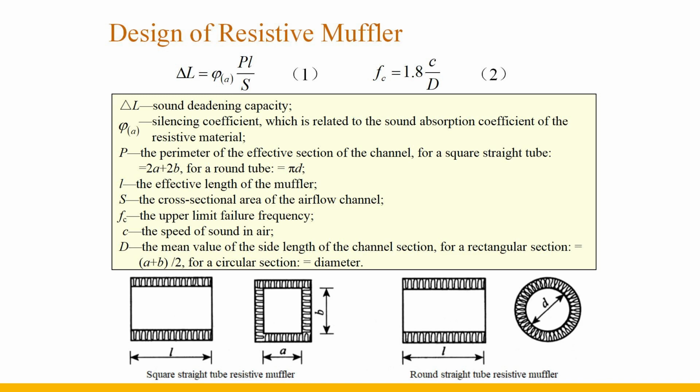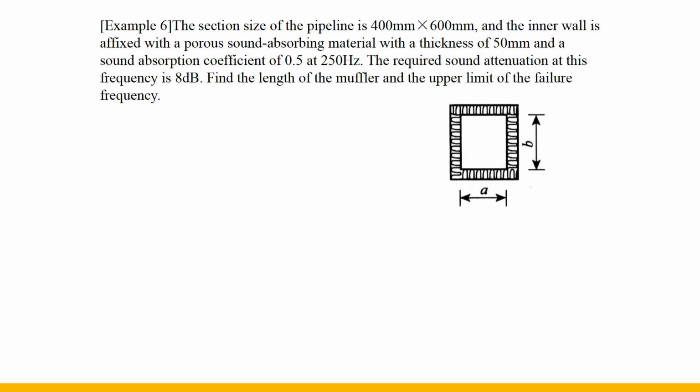When the sound absorption coefficient is large, the frequency is high and the channel section is large, the high-frequency sound wave propagates along the channel in the form of a narrow sound beam, with reduced sound deadening capacity. Next, let's do an exercise.